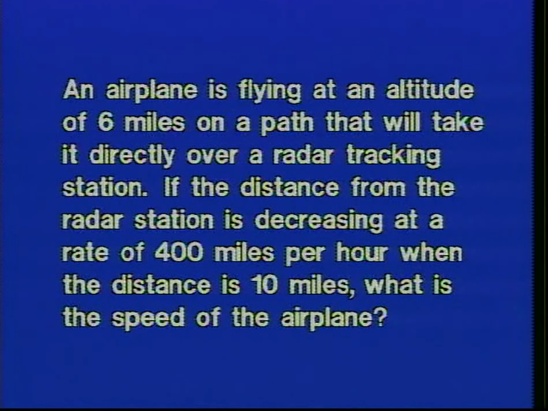The confusing part here is the notion of the 400 miles per hour when the distance is 10 miles. You see, the airplane is not coming exactly straight toward the tracking station, but the distance between the radar unit and the airplane is decreasing at 400 miles per hour at a certain moment in time. And that moment in time is when the distance between them is 10 miles.